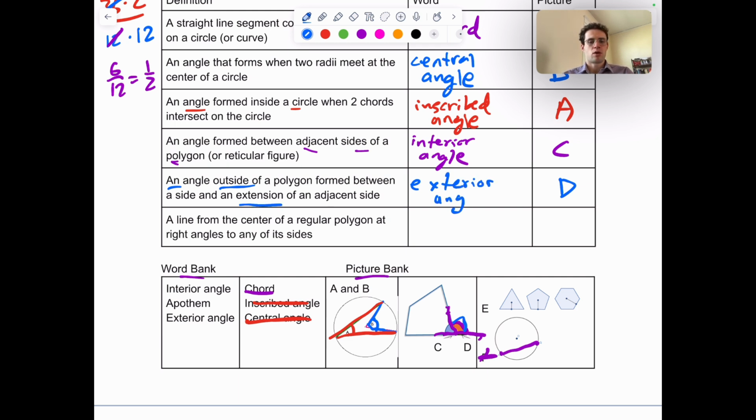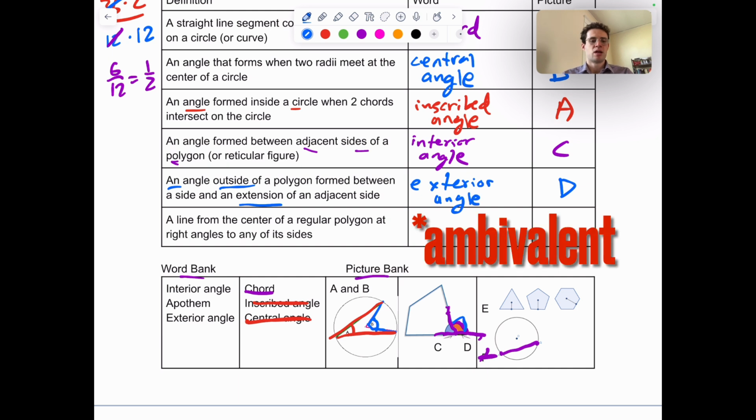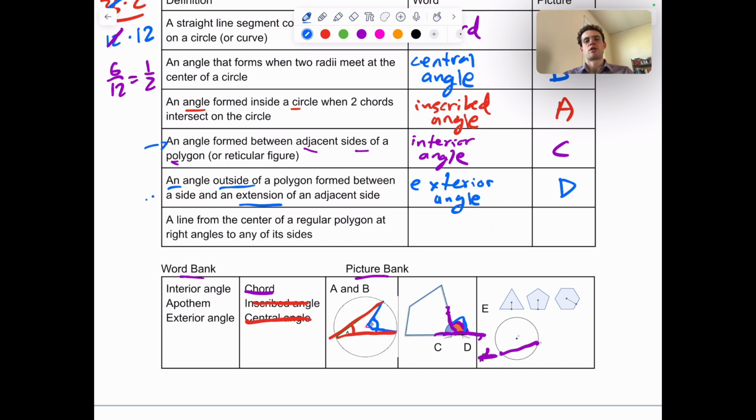So even if you were a little bit ambiguous based on this first one, this next one is clearly the exterior. And a line from the center of a regular polygon at right angles to any of its sides. Okay, it's kind of a weird way of wording it. We know it's going to be E, assuming we got the other ones right, but this is called an apothem.